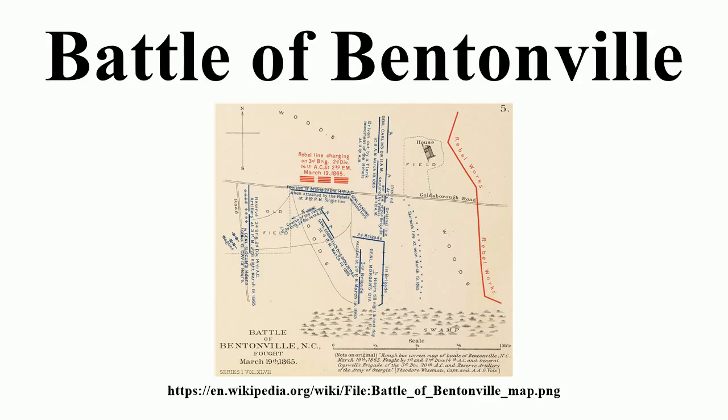Background: following his march to the sea, Major General William T. Sherman, commanding the military division of the Mississippi, turned his army northward through the Carolinas. The Union General-in-Chief, Lieutenant General Ulysses S. Grant had ordered Sherman to bring his troops north to Virginia in order to battle the Army of Northern Virginia.